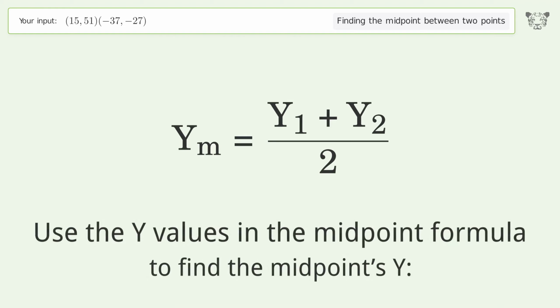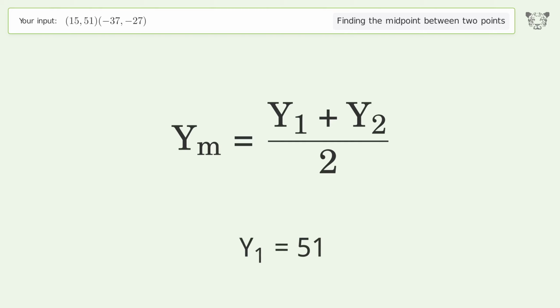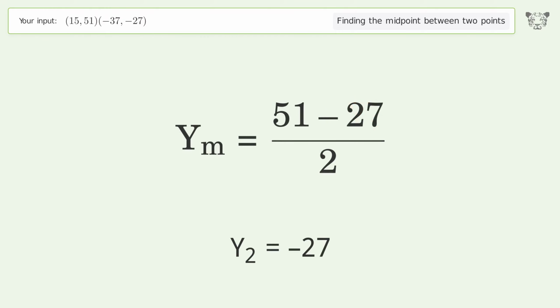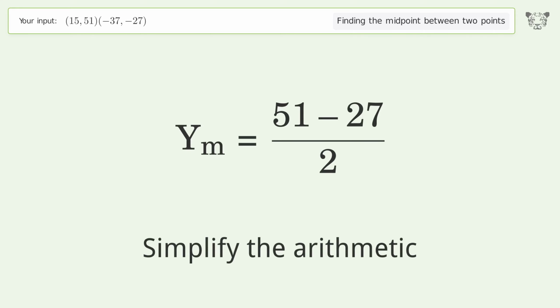Use the y values in the midpoint formula to find the midpoint's y. y1 equals 51. y2 equals negative 27. Simplify the arithmetic.